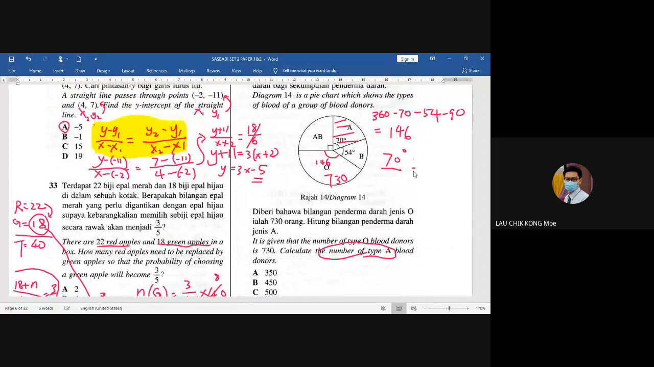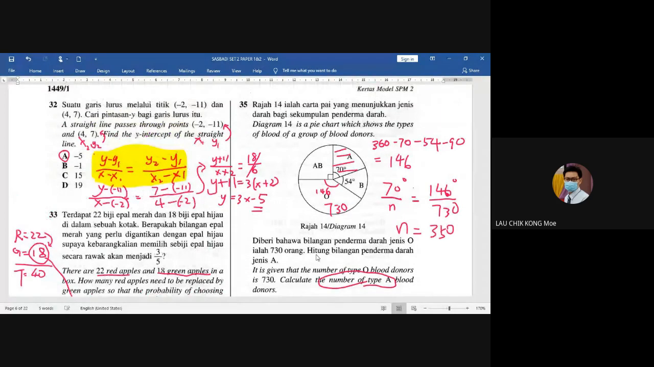And then 730 is group O. For O we have 146 degrees, because we know the number of group O is 730, so we can find the number here, N. Then darab silang. So N equals 70 times 730, divided by 146. So the answer is 350. For 35 should be A.